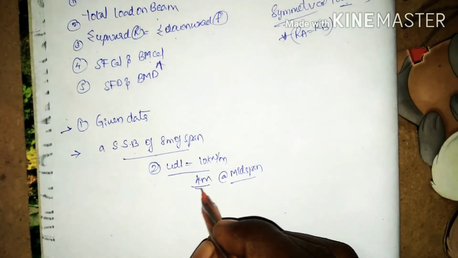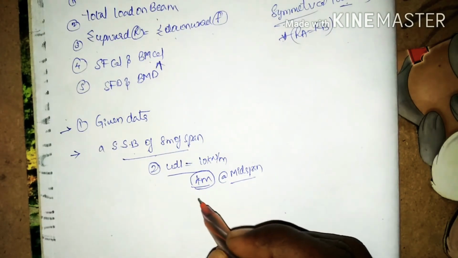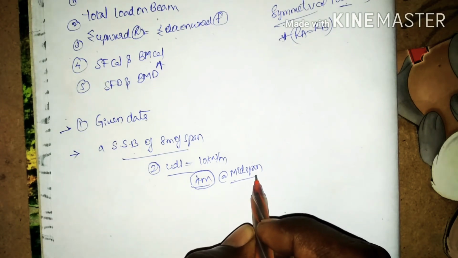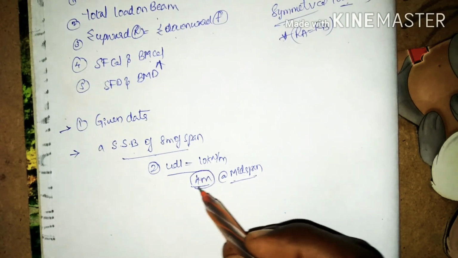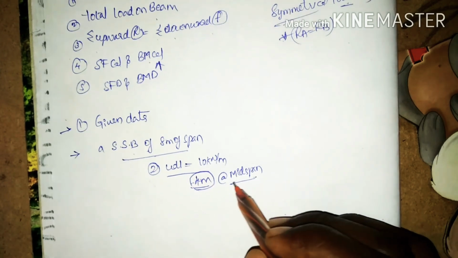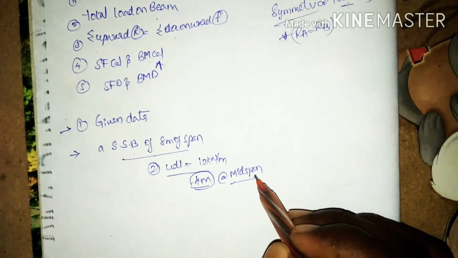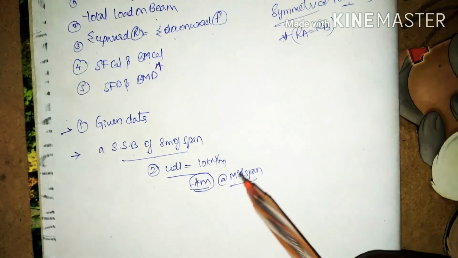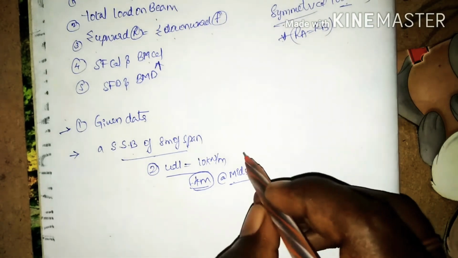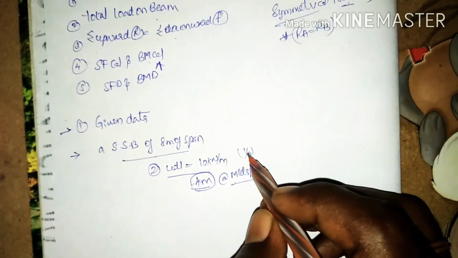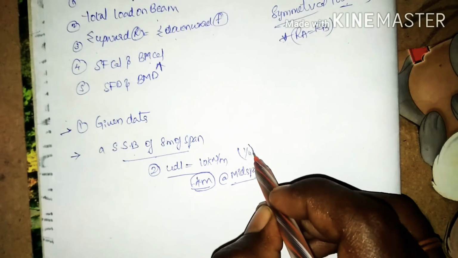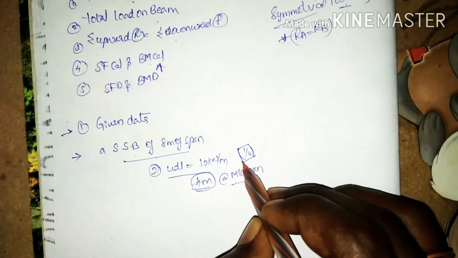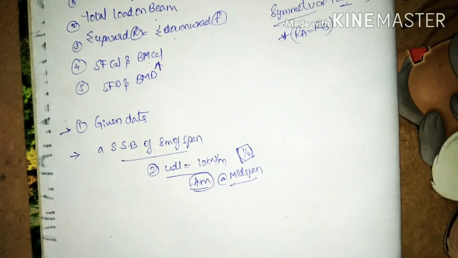In the question they only give the span of the UDL and say it is at the midspan. They won't say the exact location of the UDL. When the question says it is at the midspan, we have to divide the total span into half spans, then divide that into quarters of the span, and we are going to place the UDL or any point load which is given in the question.